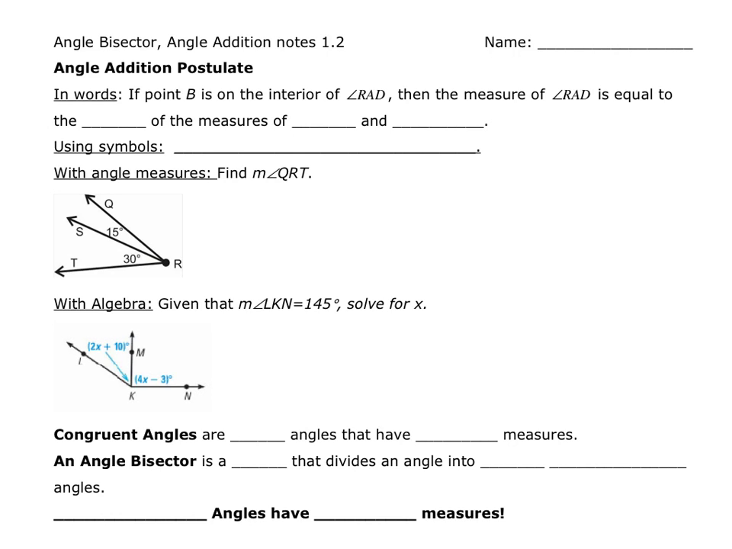In these last set of notes for Module 1A, we have angle bisector and angle addition postulate. So we're going to start out with the angle addition postulate. This is going to be similar to our segment addition postulate, but just dealing with angles.